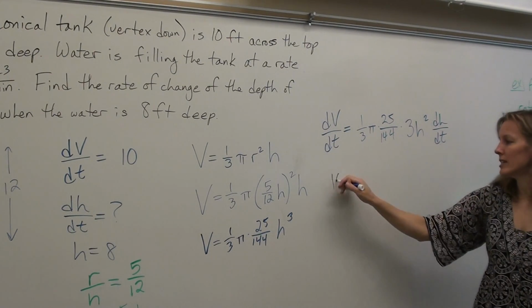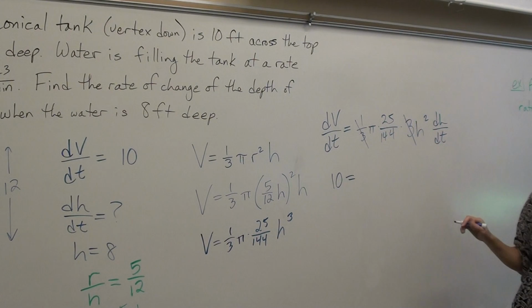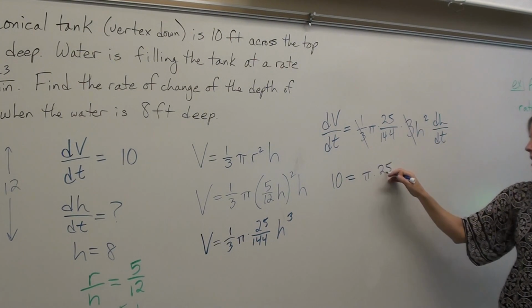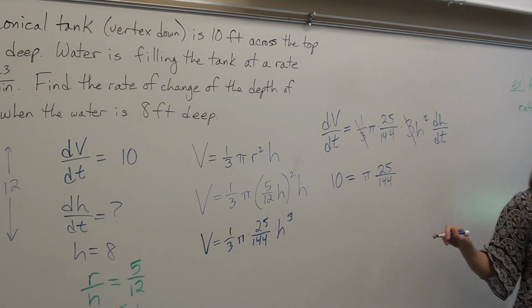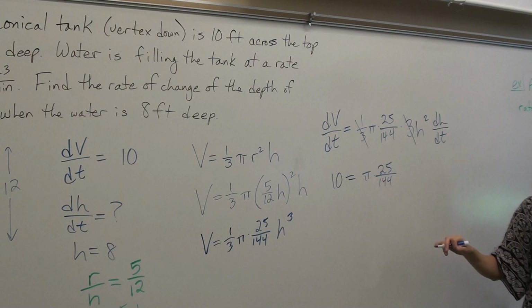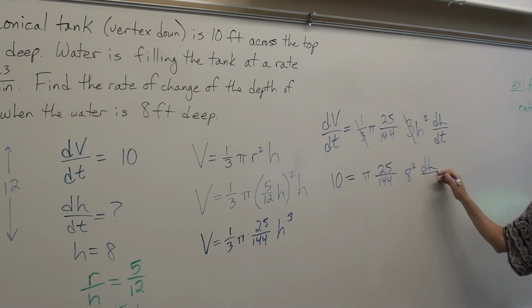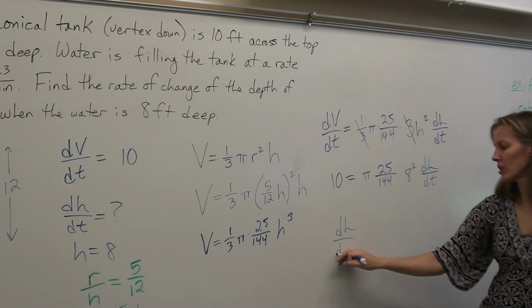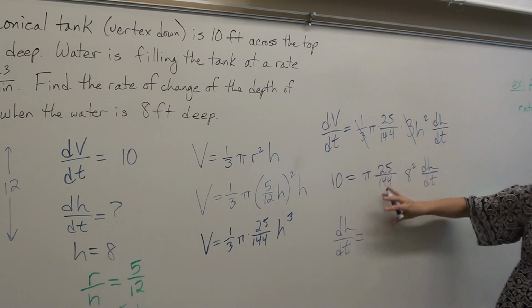So dV/dt is 10. Can I cancel the 1/3 and the 3? You guys okay with that? Okay, equals pi times 25 over 144 times, what's h? 8. See, now you can plug in 8 squared dh/dt. So for dh/dt, let's figure out what's going to go on the top and what's going on the bottom.